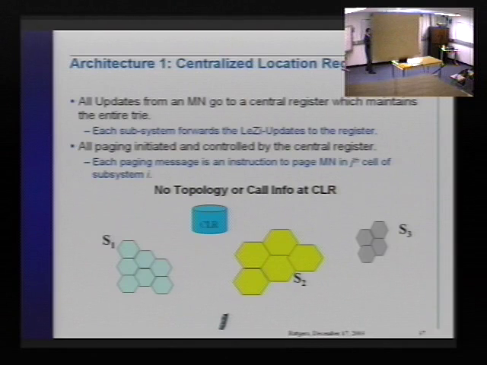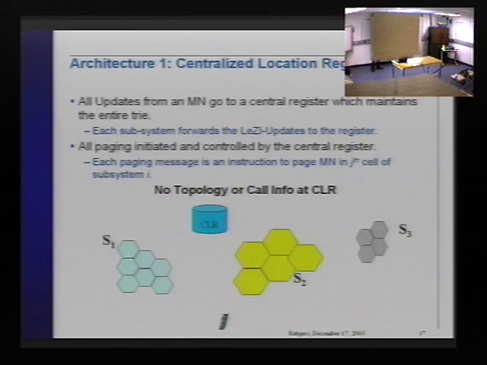So all the updates from an MN go to a central register which maintains this entire trie. Who's maintaining this trie? The responsibility of each subsystem would be that every time the mobile sends an update in the subsystem, it will also say, please forward this to my home agent, and the home agent gets that message and constructs the trie. Then in the same architecture, all the paging has to be controlled by the central register. So each paging message is an instruction to each subsystem, again by the home agent: can you please try and see if the mobile is in the jth cell of your subsystem?